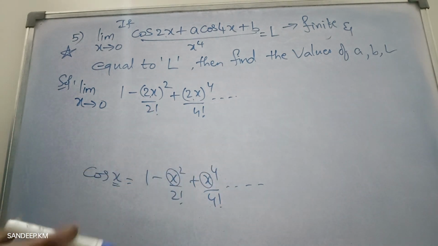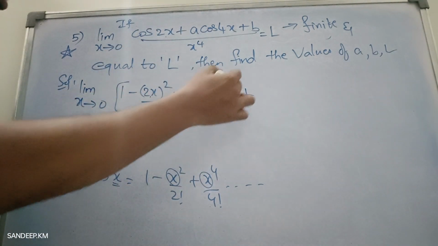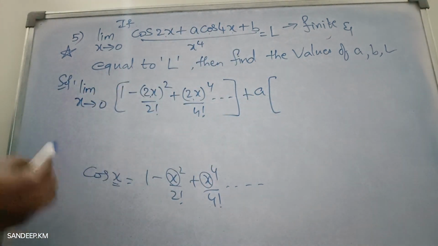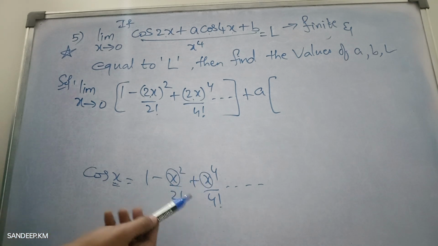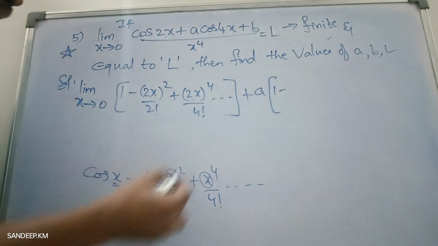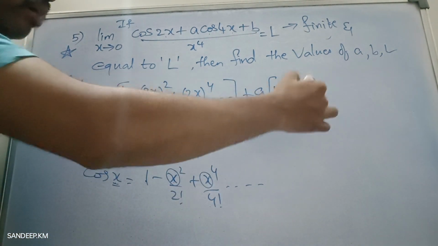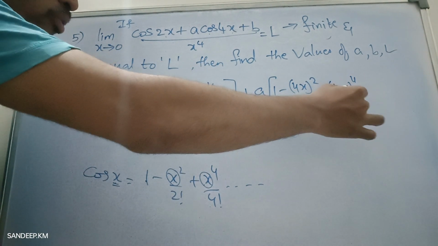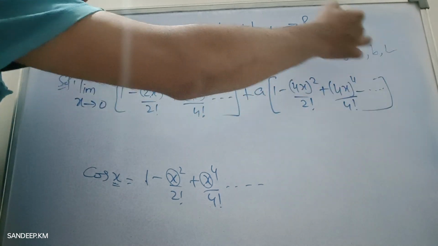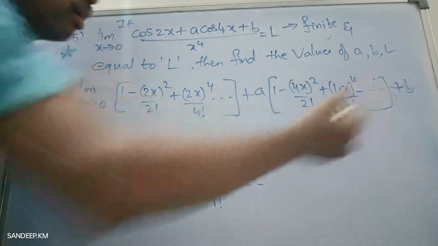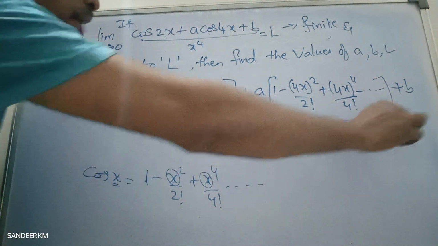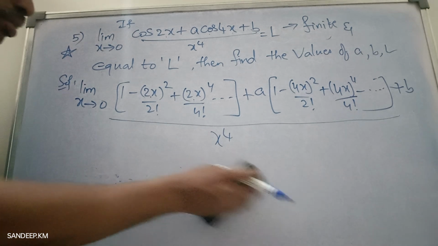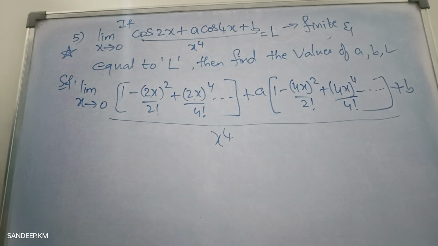Okay now. So same way plus, close it inside the brackets, plus a into, similarly what is cos 4x expansion? Instead of x we will write 4x everywhere. So what is it? 1 minus 4x whole square by 2 factorial plus 4x whole power 4 by 4 factorial minus and so on, and do not forget plus b, okay, that is the numerator, whole divided by x power 4, this is the denominator. Okay dear students, let me erase this. Now let me rewrite it.